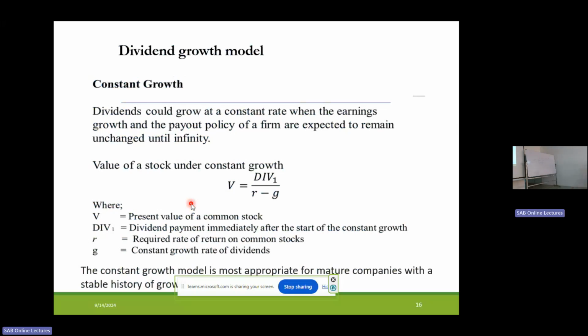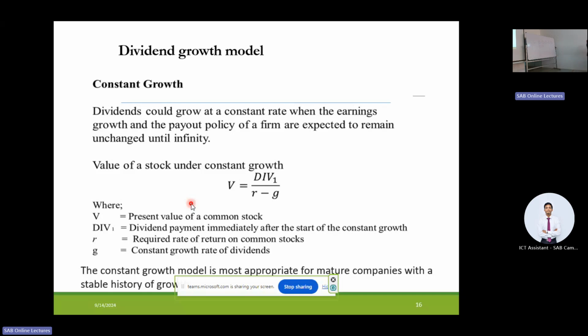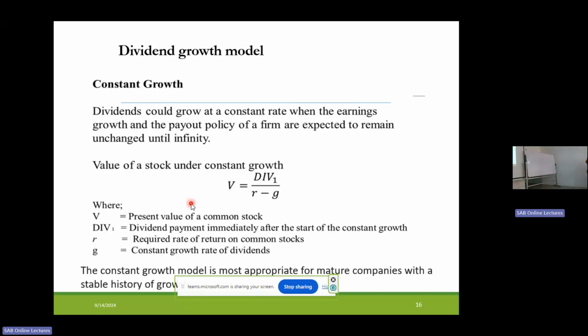Earnings, profit. Right? So when the earnings growth is constant, as well as the company's payout policy is constant. Do you know what payout policy is? Retention and payout. Right? When the payout policy is constant, then you will receive dividends growing at a constant rate.